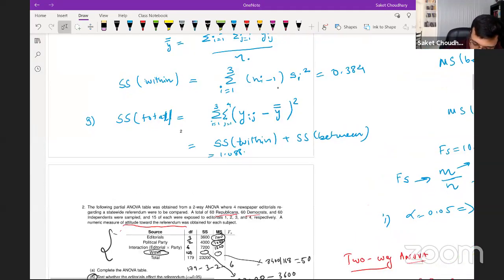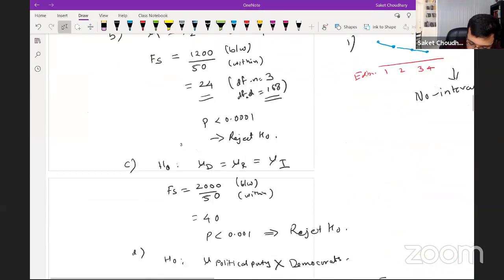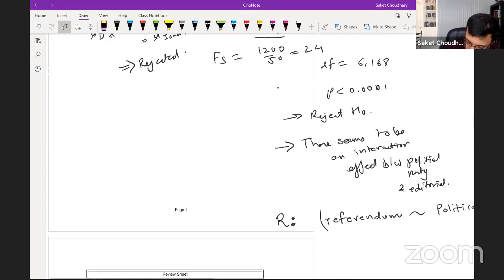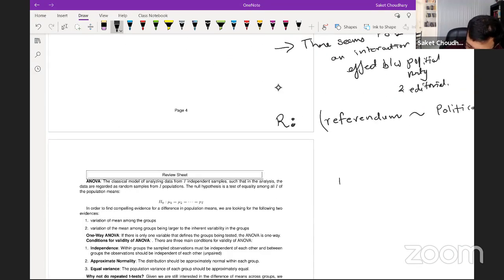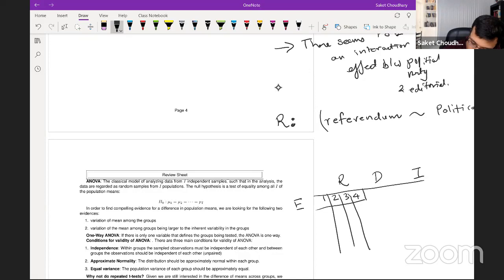Let's take a quick rundown of what this table is representing. We have Republicans, Democrats, and independents. This is your column header. Inside each of these categories, we have 1, 2, 3, and 4. This represents your editorial. Then you have 1, 2, 3, 4 again here, and again here. So you have certain values coming from each of these, let's say 0, 1, 2, 3, 4, whatever.